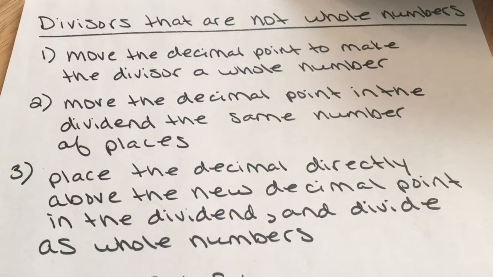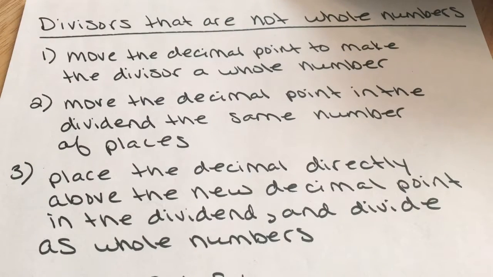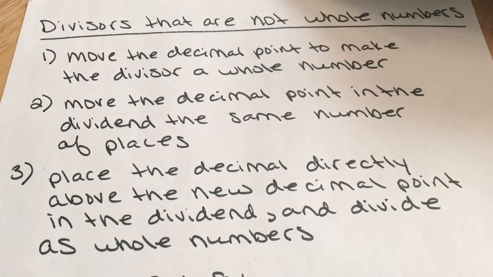Well, we saw what happens when we have divisors that are whole numbers, but what happens in our second case when we have divisors that are not whole numbers? Again, we have some steps that we can solve here. Our first step is to move the decimal point to make the divisor a whole number. Once we've done that, we're going to move the decimal point in the dividend the same number of places. Those two are very important steps. And then step 3, place the decimal directly above the new decimal point in the dividend and divide as whole numbers.